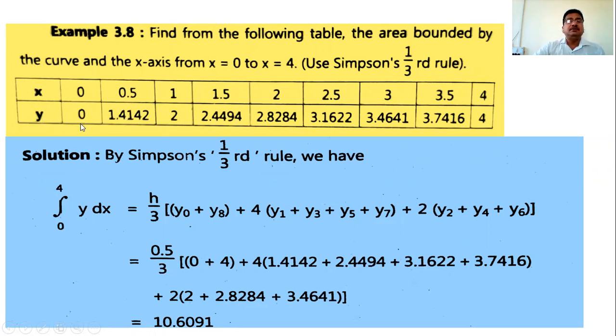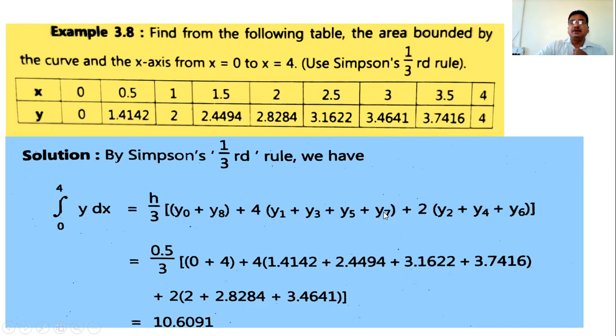the values of y as y0, y1, y2, y3, y4, y5, y6, y7, y8. Then what is Simpson's 1/3 rule? Outside the bracket write h by 3 because this is the 1/3 rule. In the round bracket, the first value plus last value, y0 and y8, plus 4 times the addition of odd suffixes plus 2 times the addition of even suffixes.